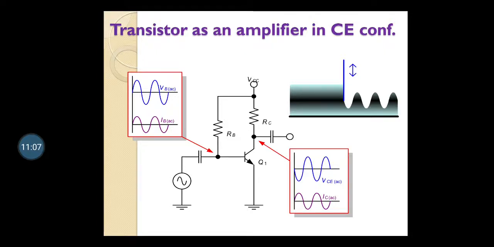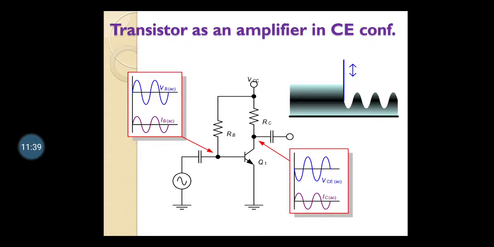Remember, the shape is not changing. In the amplified form means, for example, the peak voltage of your input signal is 1 volt, then at output you can get 5 volts. That means 1 volt became 5 volts. So amplitude is increased, positive amplitude is increased as well as negative amplitude is increased. That is called amplification. No shape change, no frequency change, no time period change. So only the amplitude will increase. That is called transistor as an amplifier.